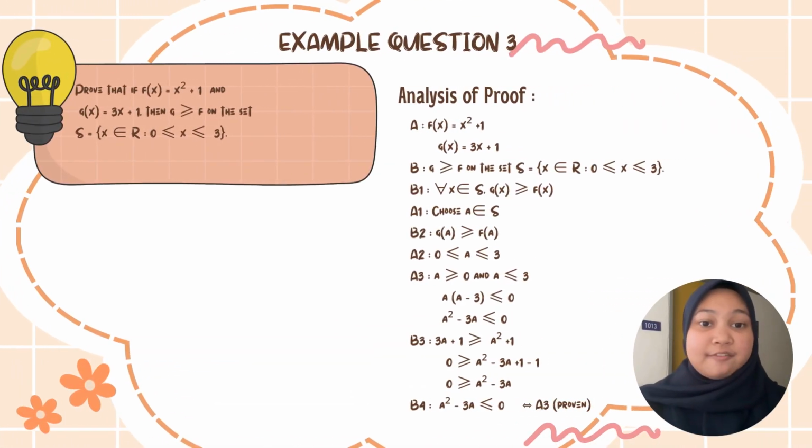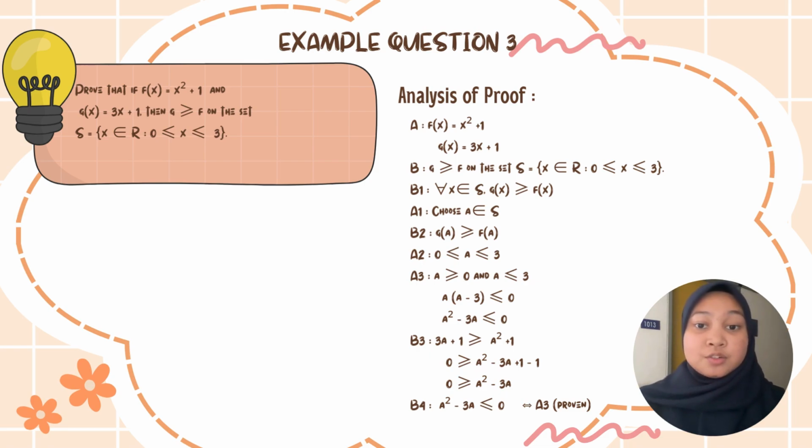Prove that if f(x) is x squared plus 1 and g(x) is 3x plus 1, then g is more than or equal to f on set S, where x is an element of the real numbers such that 0 is less than or equal to x and x is less than or equal to 3. Analysis of proof of this question: we declare A and B, then B1, universal quantifier x element of S and g(x) more than or equal to f(x). For A1, we choose A element of S because we want to write x in terms of A.